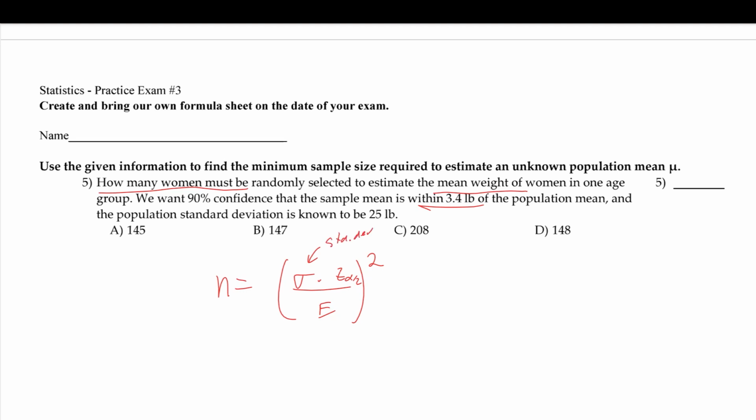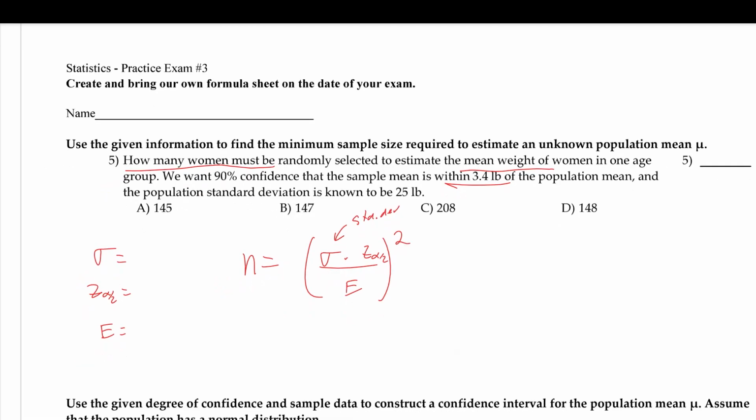Right? So do they give us everything that we need? Well, they give us sigma. Do they give us a critical value? And then the margin of error. All right, they do tell us that the margin of error, we'll have to look for that keyword within 3.4. The standard deviation, they say it's known to be 25 pounds. And then for the critical value, you have to get one that corresponds to a 90% confidence interval. So a 90% confidence interval corresponds to what? If we look that up on a table, that's a 1.645.